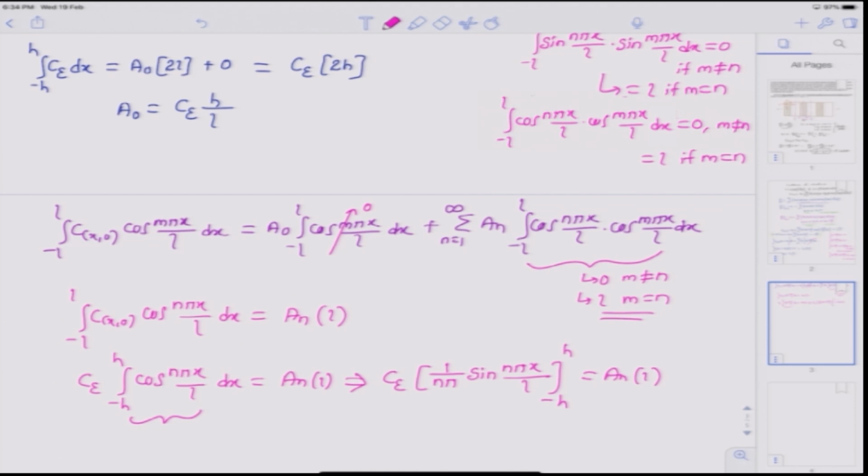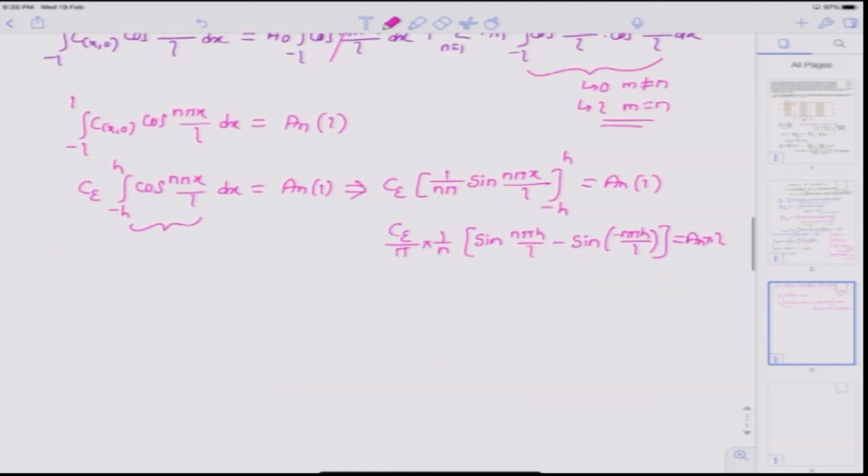So, we get C epsilon over pi into 1 over n into sine of n pi h by L minus sine of minus n pi h by L should be equal to a n into L. So, this L and this L will get cancelled, and sine of minus n pi h by L is minus sine of n pi h by L. So, we get 2 C epsilon over pi times 1 by n into sine of n pi h by L should be equal to a n. So, we now got the value of a n too.